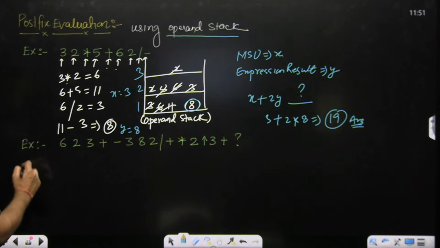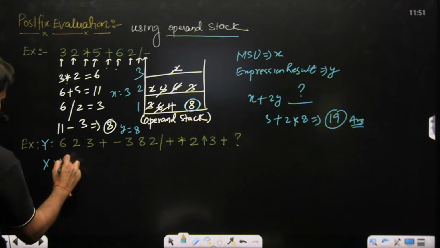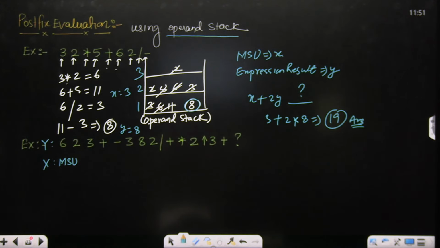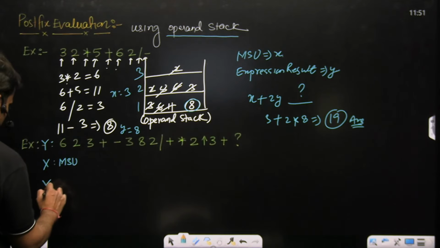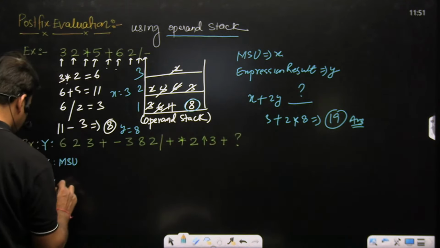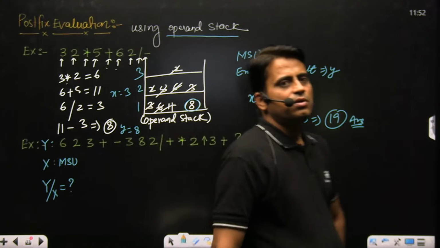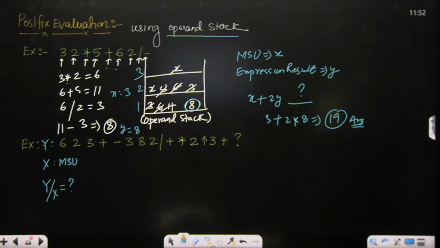Okay. What is the answer for the second question, student? Yes, everyone reply with the answer for the second question. And let me modify this question, student. The result is y, and x equals MSU. X equals what? MSU. What is y divided by x, student? You have to find y divided by x. What is the result of y divided by x?